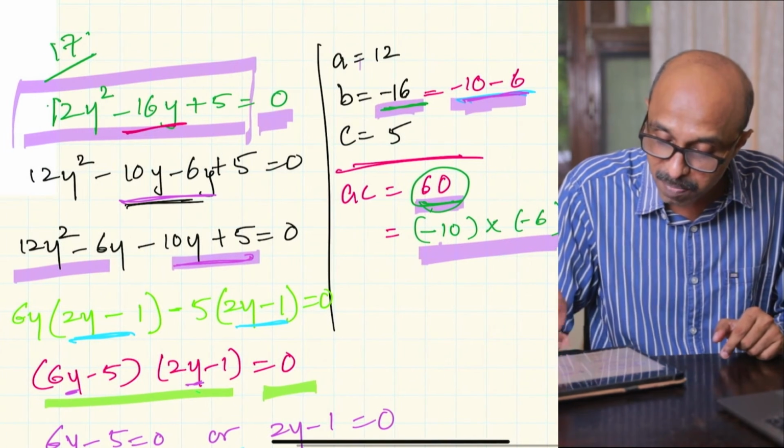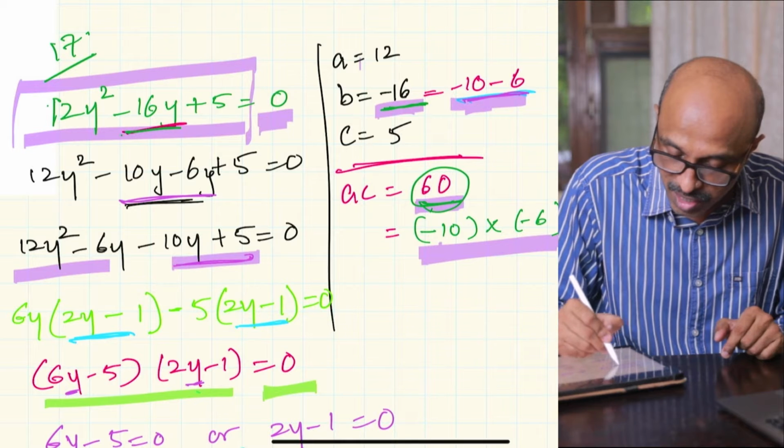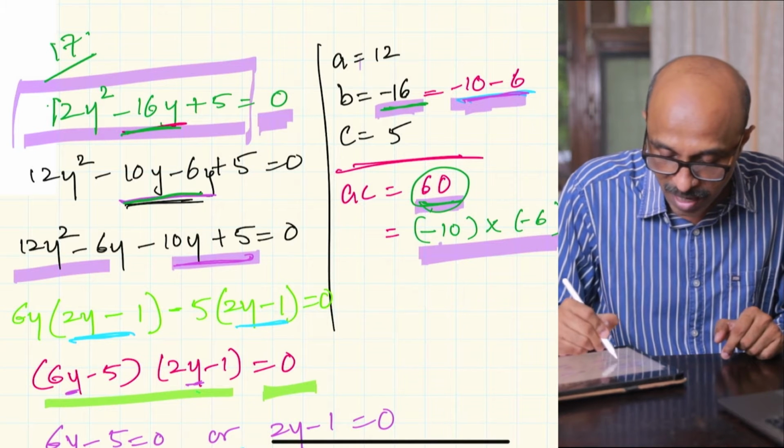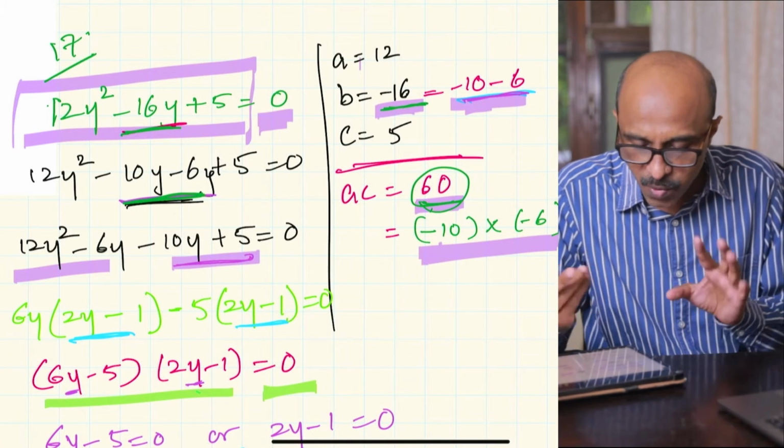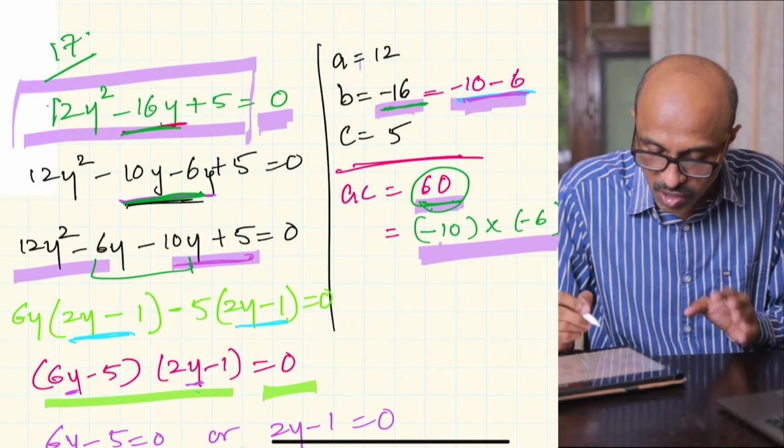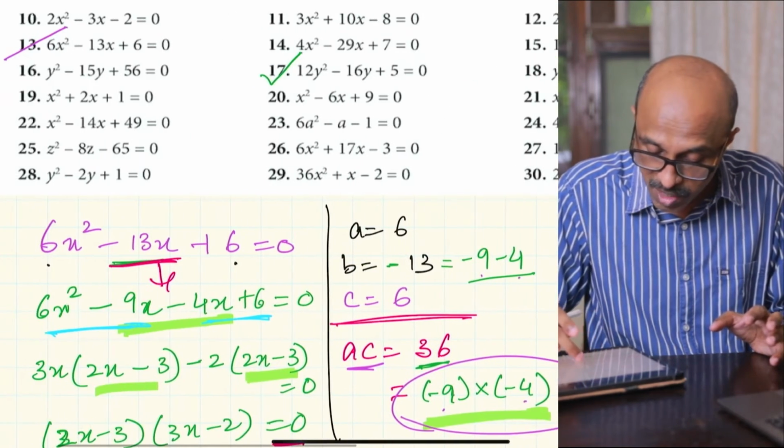And then we split the middle term, as we say. So negative 16 is expressed as negative 10 and minus 6. In this case, we rearrange those terms. We shuffle those terms. In the earlier case that we saw, we did not need to do that.